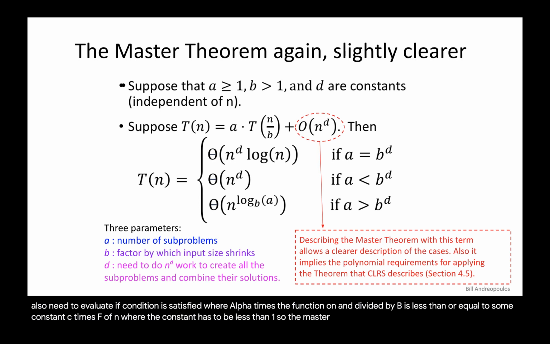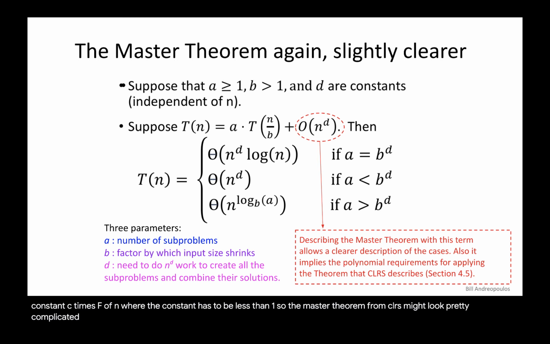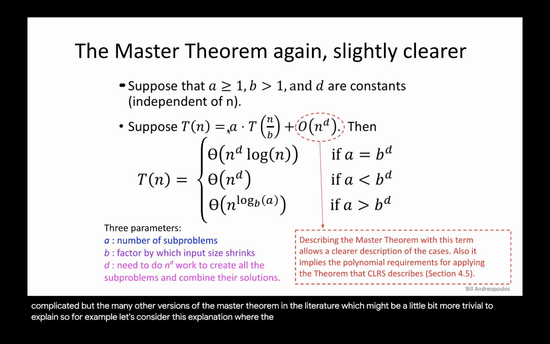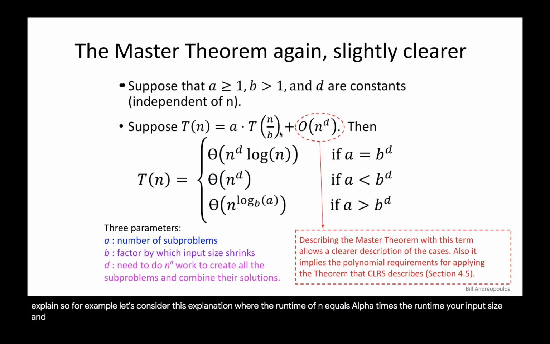So the master theorem from CLRS might look pretty complicated, but there are many other versions of the master theorem in the literature which might be a little bit more trivial to explain. So for example, let's consider this explanation where the runtime of n equals alpha times the runtime on your input size n divided by b plus the constant runtime for housekeeping is big O of n to the power of d.